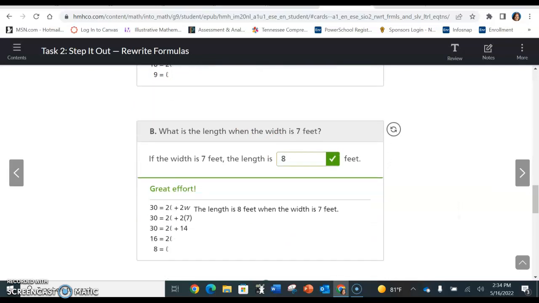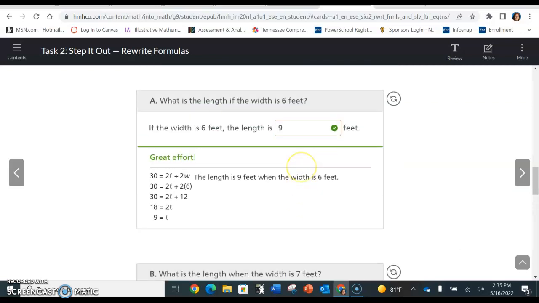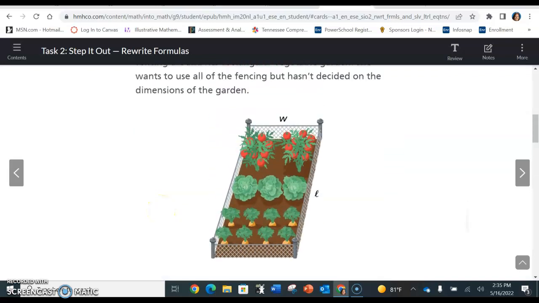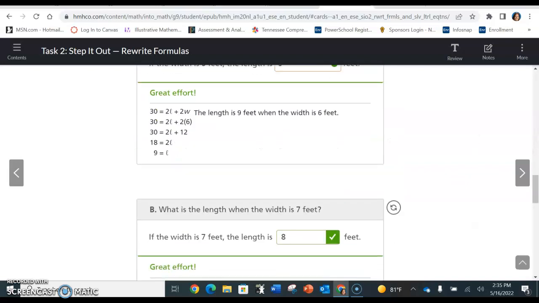All right, and again, you can see everything stayed the same in each one of these equations, except they used a different width. When the width is different, the length would also be different. So this one would be 7 feet by 8 feet. This one would be 6 by 9. And this one would be 5 by 10. All of those give you a perimeter of 30 around the garden.